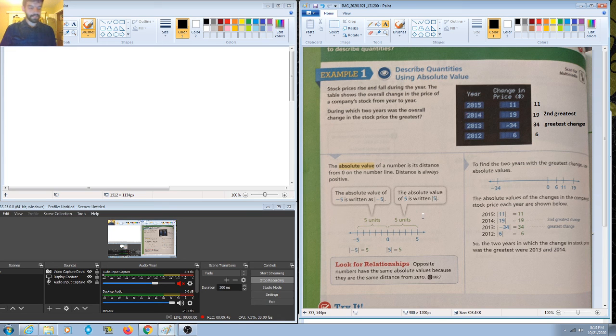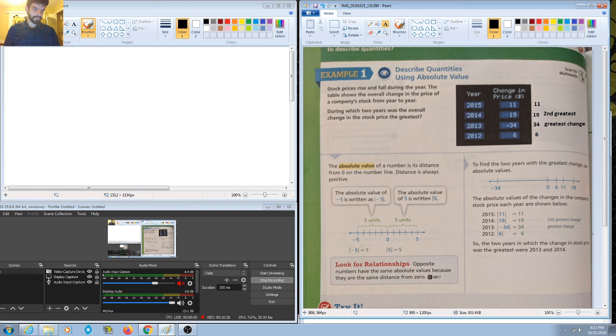So remember, opposites are 2 numbers whose signs are different. So for example, here they use 5. Positive 5 and negative 5 are opposites. So remember that the sum of two opposites is equal to 0. But more importantly, the absolute values of their individual selves are equal to the same amount. So the absolute value of negative 5 is 5 because it's 5 units from 0. The absolute value of positive 5 is 5 because it's also 5 units from 0. So it's what this look for relationships statement says: opposite numbers have the same absolute value because they're the same distance from 0.